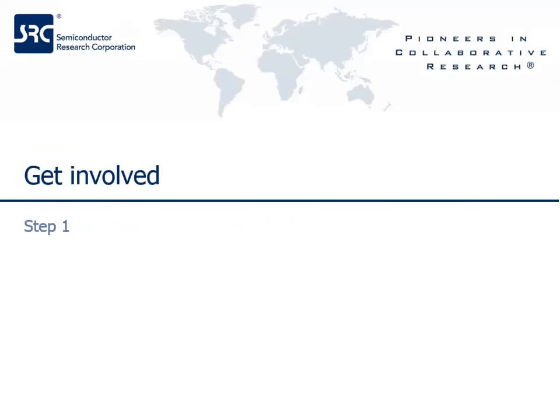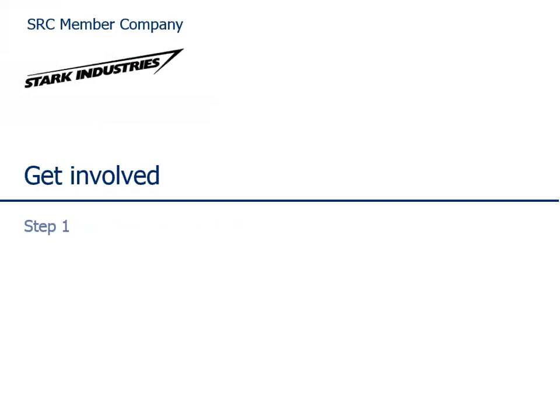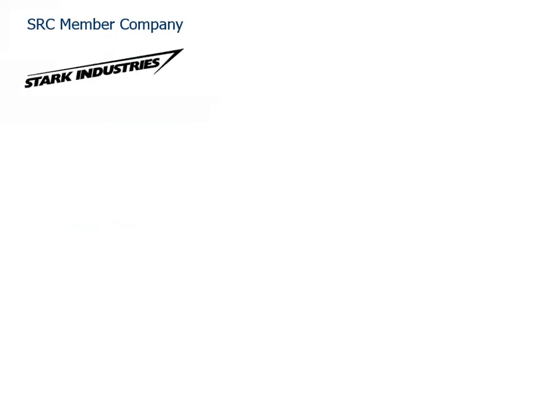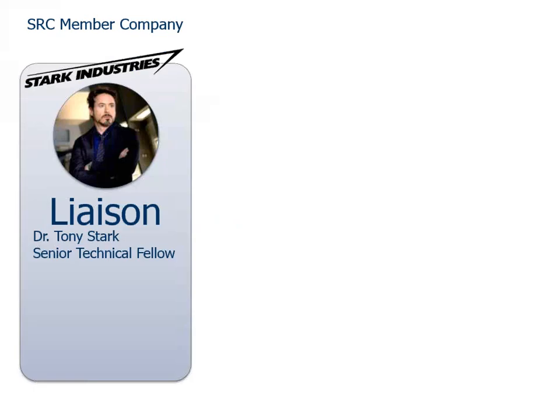Okay, so let's start with step one, which is getting involved. I think it helps to start with an overview of the people involved in the program. For my example, we're going to talk about an SRC member company, Stark Industries, and Tony Stark is going to be our liaison. I should point out that you do not have to be the owner of a company to be a liaison, but we do have some pretty smart fellows, so I thought this guy was a great selection.